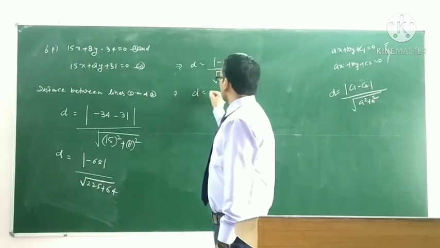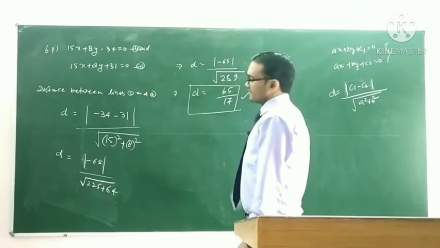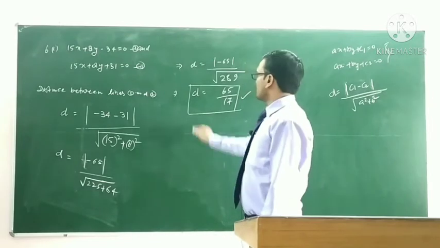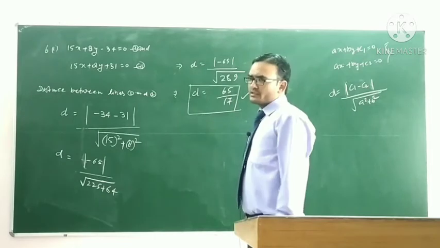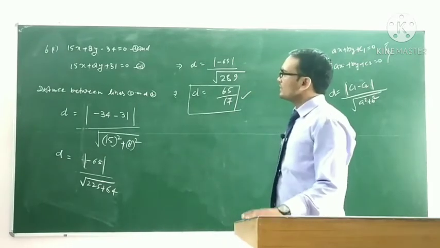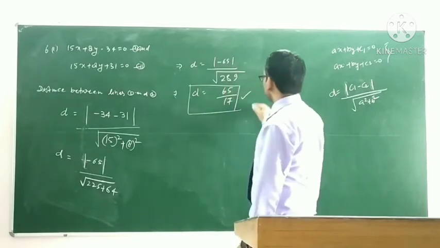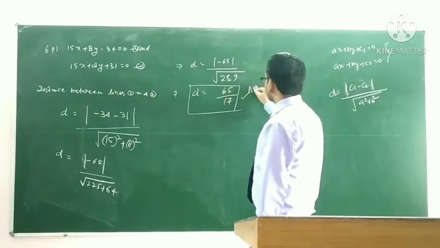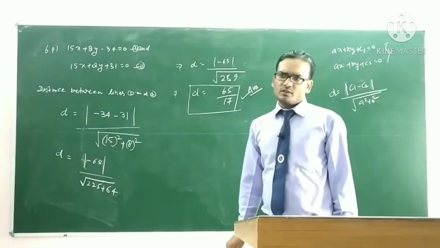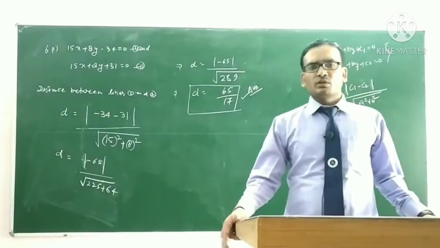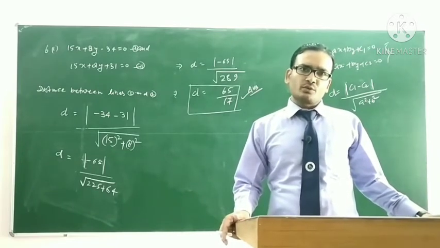d equal to 65 upon 17. Here this implies that d equal to 65 upon 17. The distance between two parallel lines 1 and 2 is 65 upon 17. This is your answer. Okay. The second part of question 6 you will try to solve yourself.